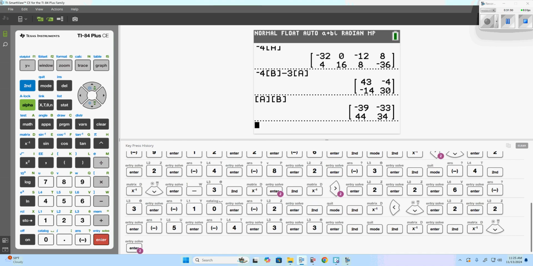We don't have to put a symbol between them. It just understands that we're multiplying. You could do matrix A and then times matrix B. It will do it still. But we get this here.